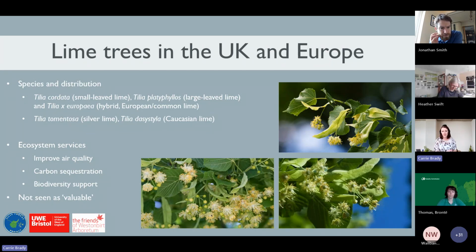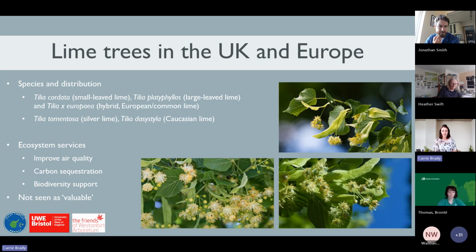In Europe, it's a similar story with the small and large-leaved lime, native to much of Europe, with the small-leaved lime being generally more abundant in Central and Eastern Europe, while the larger-leaved lime has a smaller natural range. There are also two lesser-known species, which are silver lime, Tilia tomentosa, which is commonly found in Hungary and the Balkans, and the Caucasian lime, Tilia dasystyla, which is native to the regions around the Black Sea.